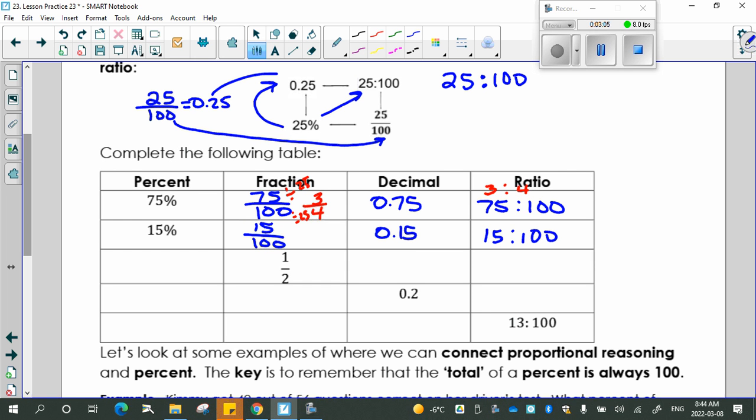A half. Any ideas? 50%. So you could have just known half of something is 50% of something, or you could have done 1 divided by 2 is 0.5, and then multiply by 100 to get 50%. And then we could do 1 to 2 here, or we could do 50 to 100 here if we wanted.